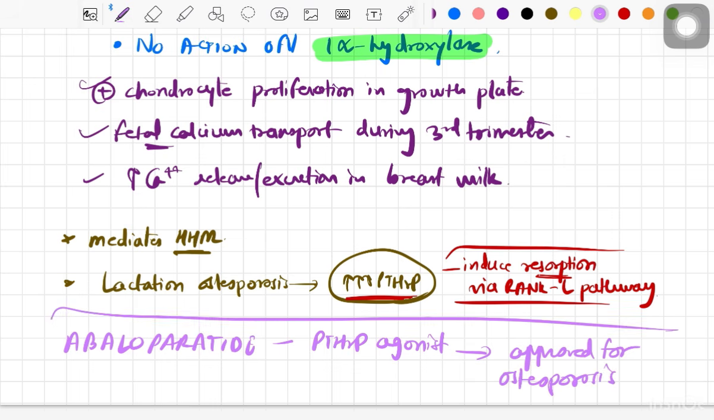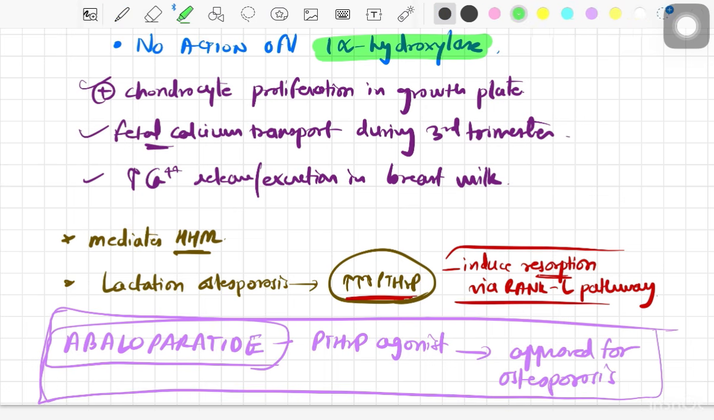How does it act and what is its benefit in osteoporosis, we will see in further classes on osteoporosis. Now just remember this name, abaloparatide, which is a PTHrP agonist. It has been approved for osteoporosis. So this was all about PTH related peptide.